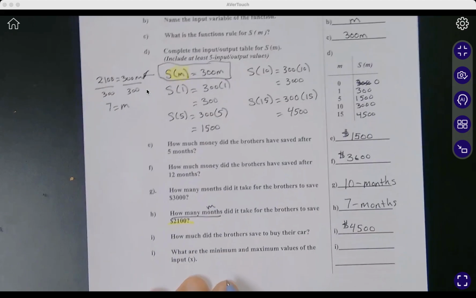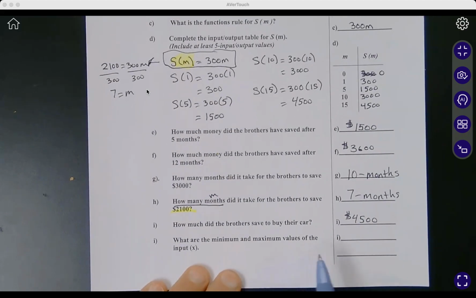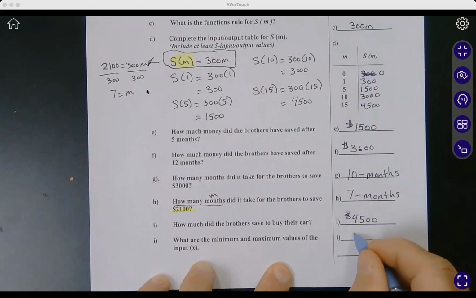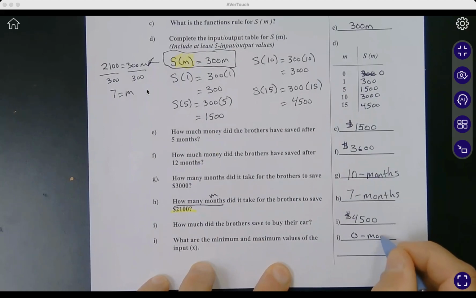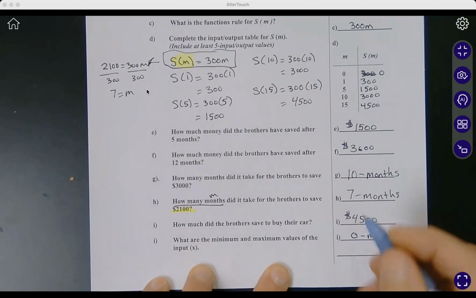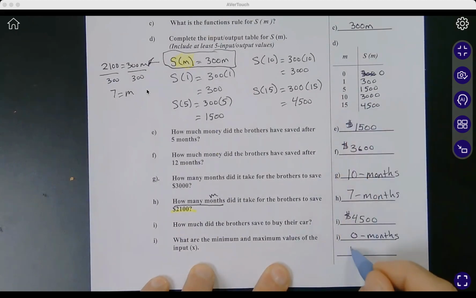What are the minimum and maximum values of the input X? Well, the minimum is when they had 0 months of savings. The maximum is when they had 15 months of savings. So the minimum is the lowest value and 15 is the highest value. Maximum is the highest value. Okay, let's keep going.